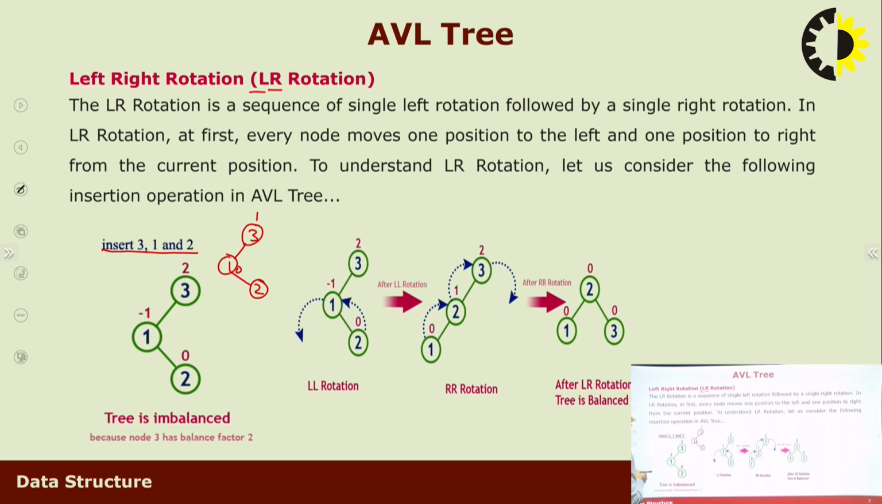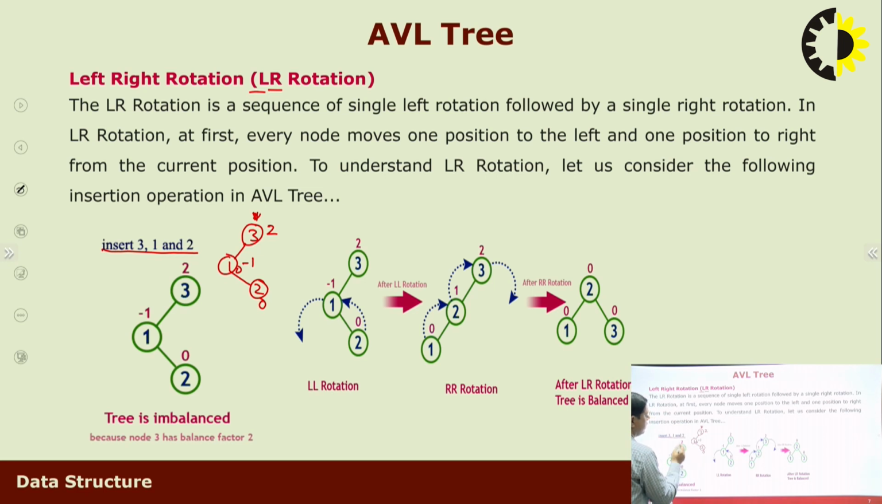Why are we saying so? We can calculate the balancing factor of each node. That is, the balancing factor of 2 is 0. Balancing factor of 1 is 0 minus 1, that is minus 1. And the balancing factor of 3 is 2 minus 0, that is 2. That means my tree is unbalanced at node number 3.